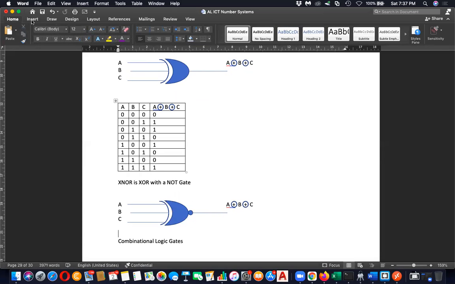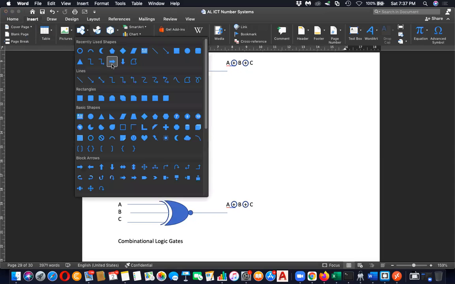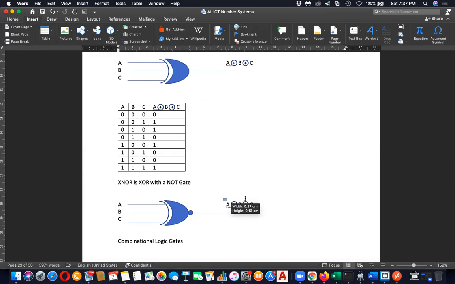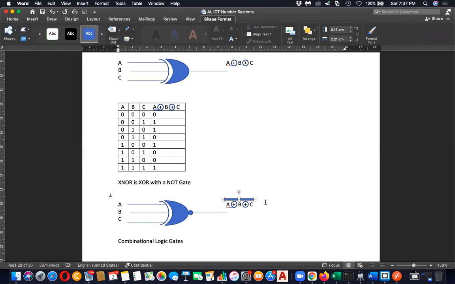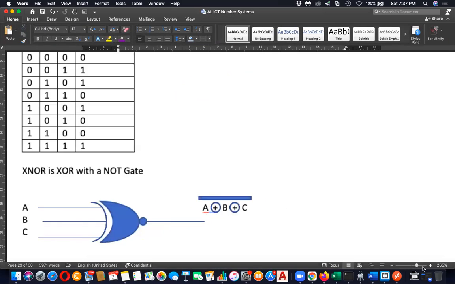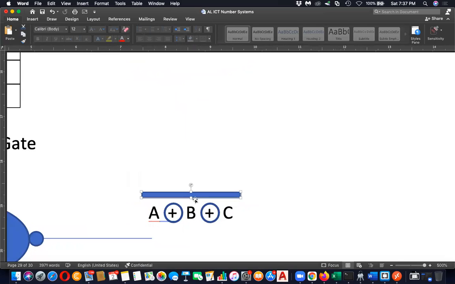And for the XNOR gate, you are going to write the whole thing, everything NOT. Call it XNOR. No, it's too much. Thick.